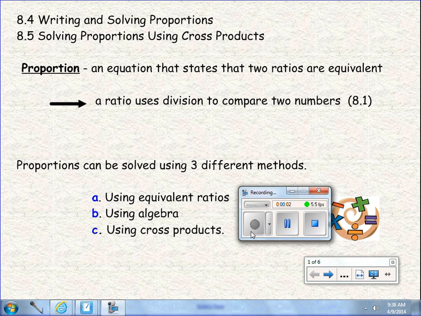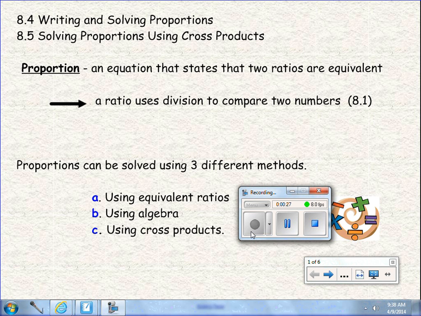In this lesson, I'm going to combine two sections of your textbook: 8.4, which is writing and solving proportions, and 8.5, which is solving proportions using cross products. A proportion is an equation that states that two ratios are equivalent. You remember a ratio uses division to compare two numbers, and we talked about that in section 8.1.